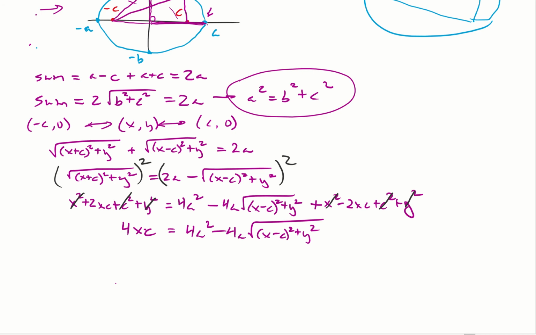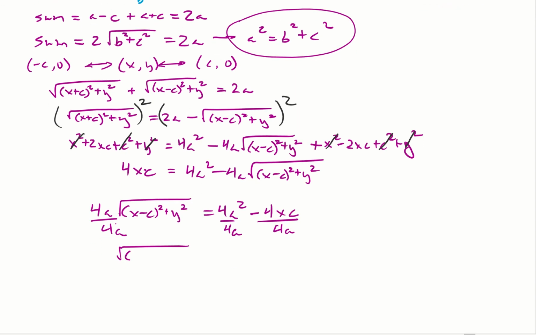All right, so what I'm going to do is, like I said, this is going to come over: 4a radical x minus c squared plus y squared is equal to 4a squared minus 4xc. Divide by 4a. That's what I want to do. 4a and 4a. And we get the radical, okay, x minus c squared plus y squared, almost done, is equal to a minus, what do we got here? The 4's disappear. We have c over a x. C over a x.